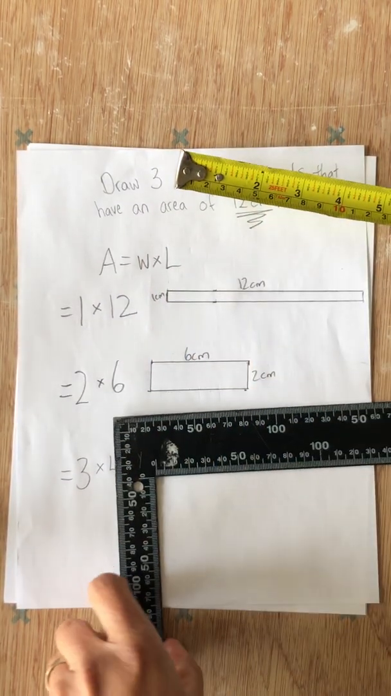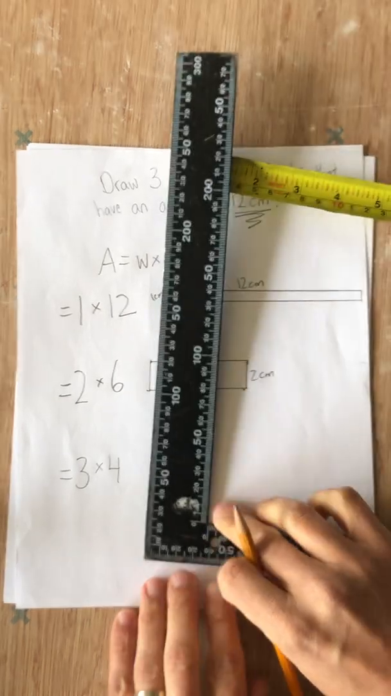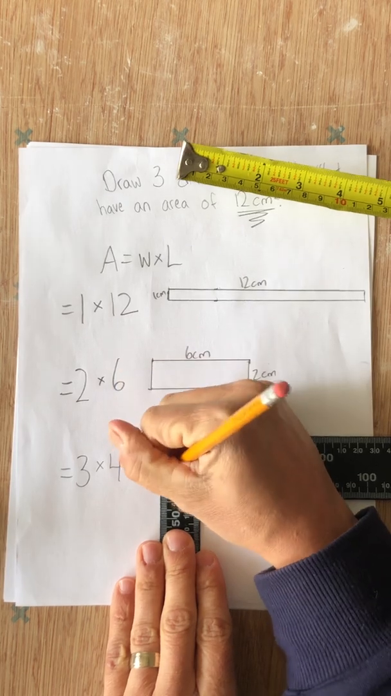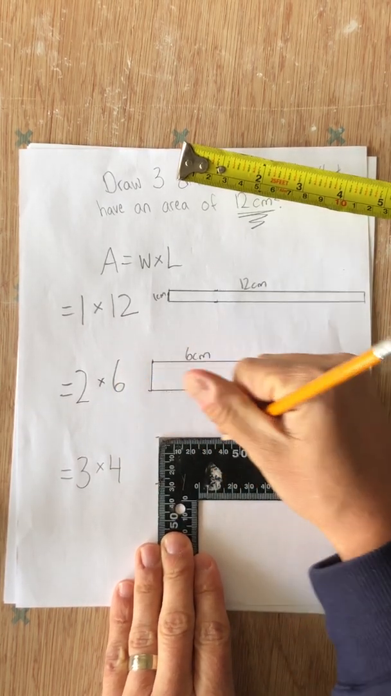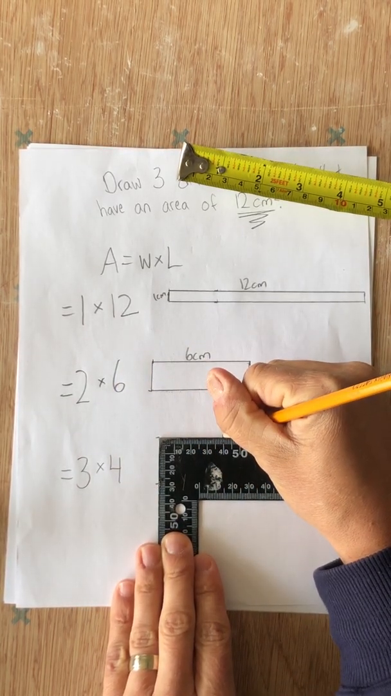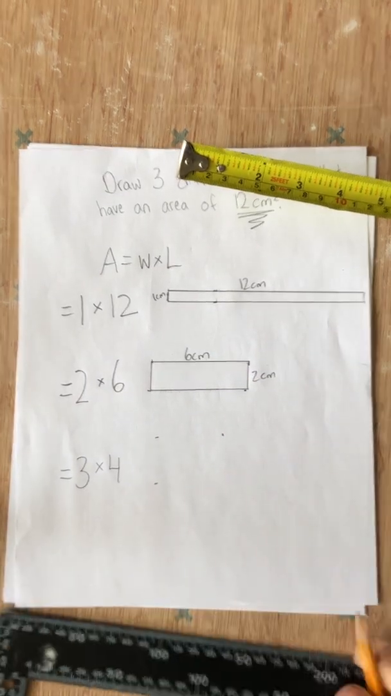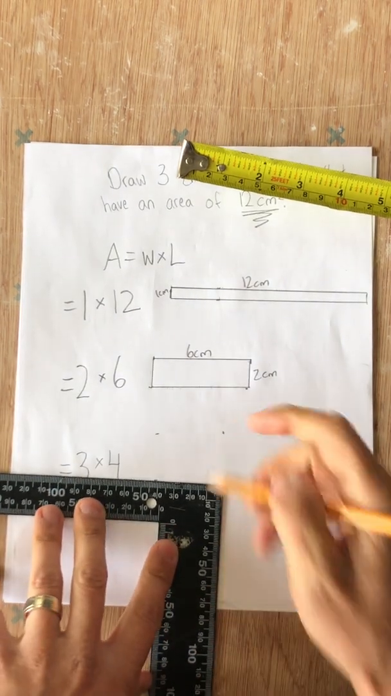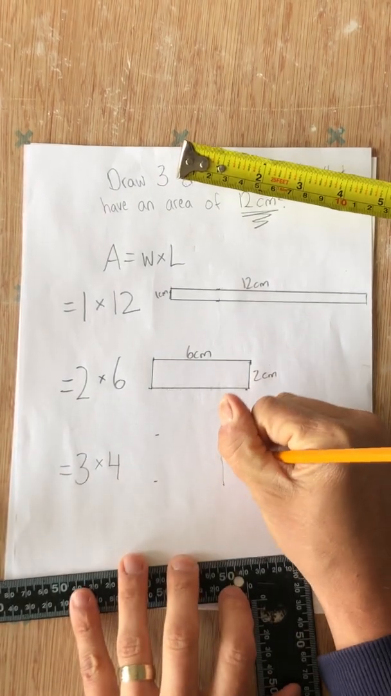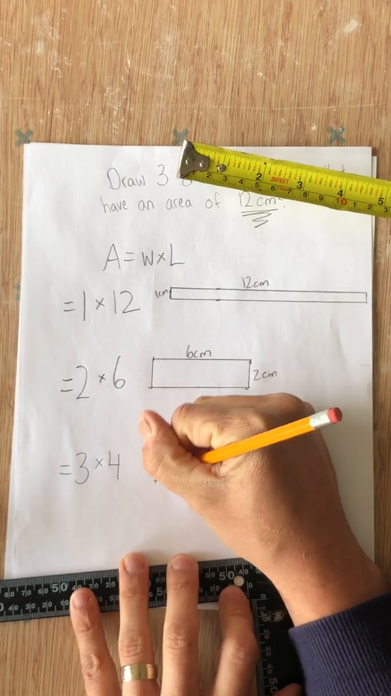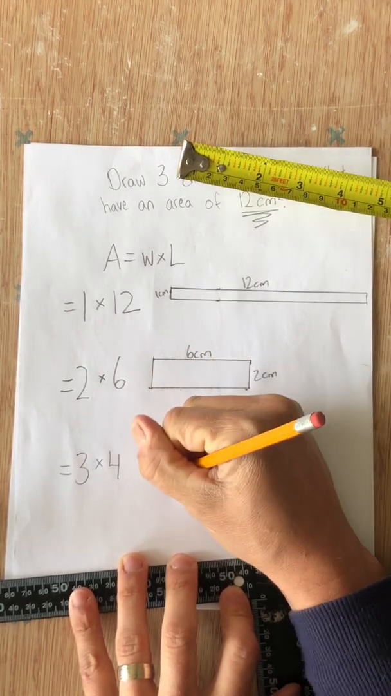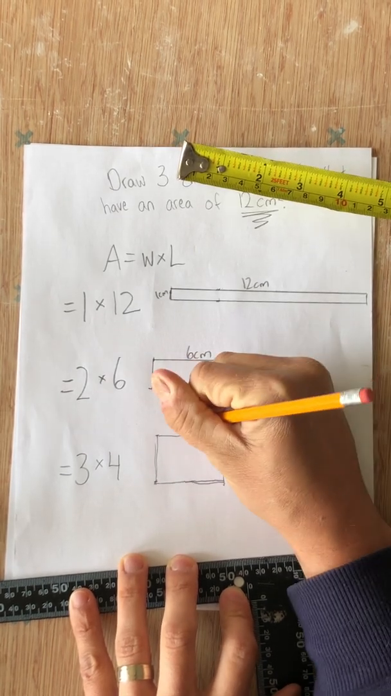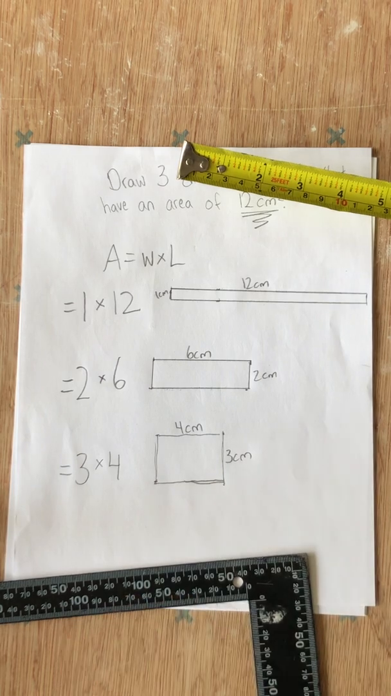And the final one here, three centimeters by 4 centimeters. And I'll just quickly do this one. 4, 3. So it's 3 centimeters by 4 centimeters. Okay, and that's how we do it.